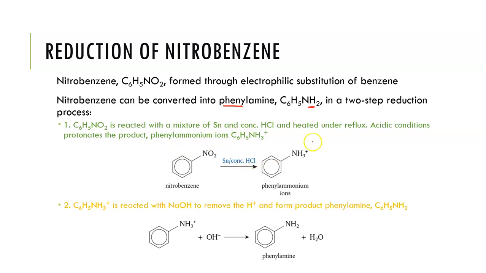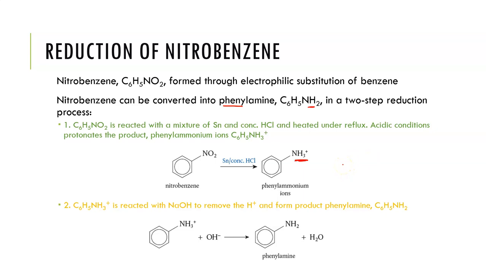What this does with heat and reflux is protonate our nitro group and reduce it, turning it into NH3+. So we form the NH3+ ion, which is our phenylammonium ion. We don't want the ion, we want to make this an amine. So then we react it with sodium hydroxide to remove the hydrogen from this protonated amine.